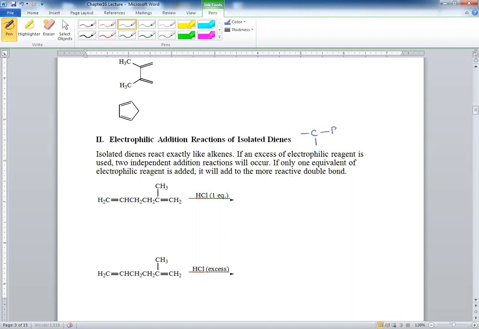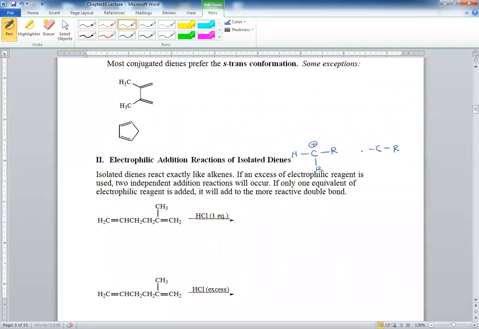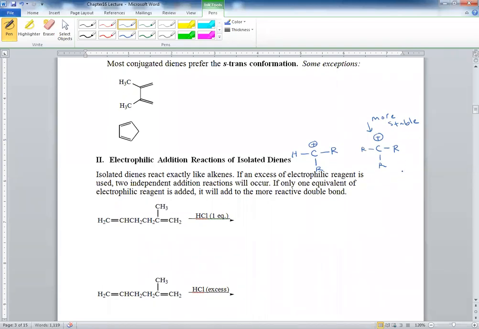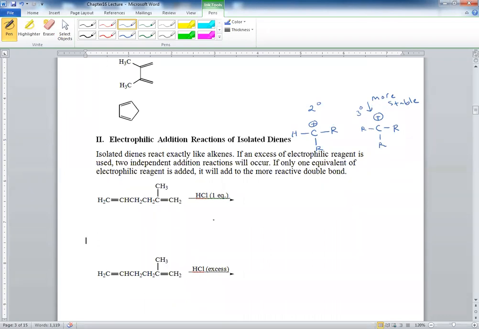So if we have a secondary carbocation versus a tertiary carbocation, this would be more stable. And for that, you would like to add the halogen in an electrophilic addition reaction to the more stable carbocation. So this is a secondary and this is a tertiary. And I mentioned this because we're going to see it here.